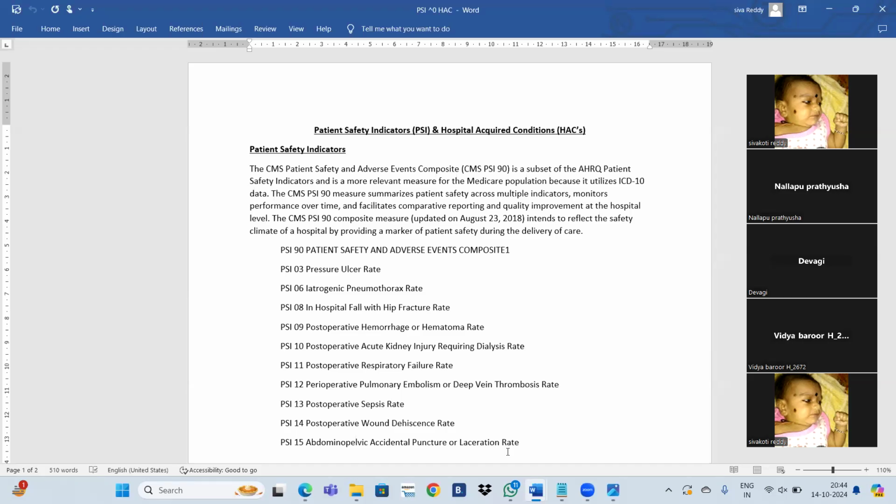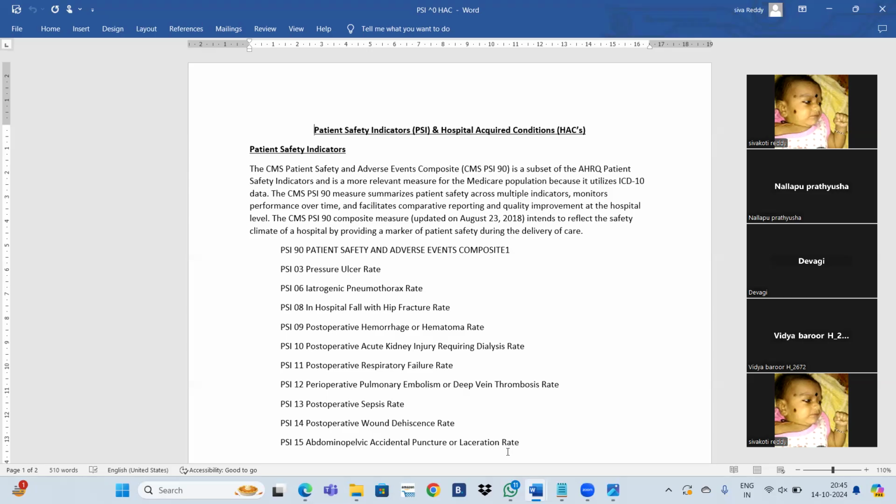Next concept, PSI and HAC. In this concept, you will get 3 multiple choice questions, and also theory questions. No coding, only theory. This is also a concept-based question. PSI means patient safety indicators. HAC means hospital acquired conditions. In the exam or when you are practicing questions, you will see these words PSI and HAC. Remember the abbreviations.